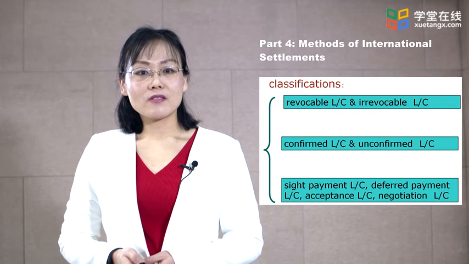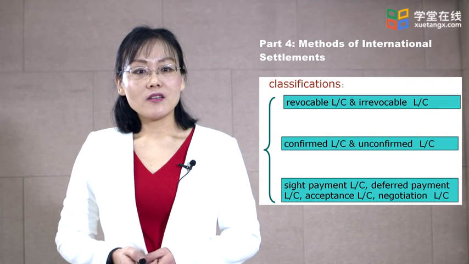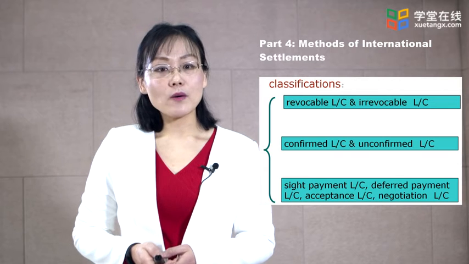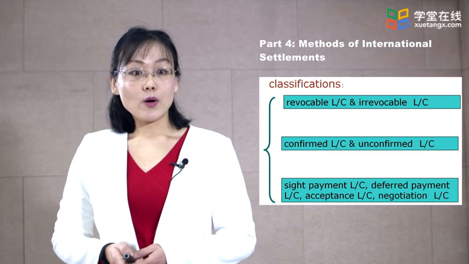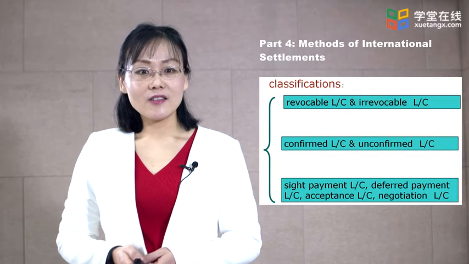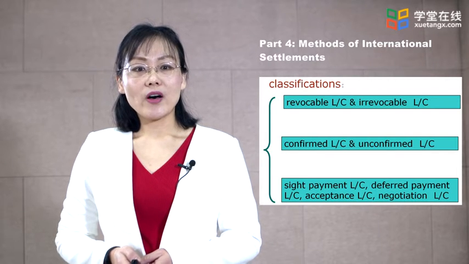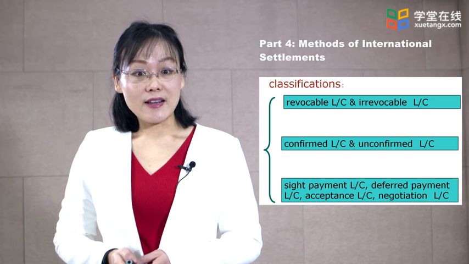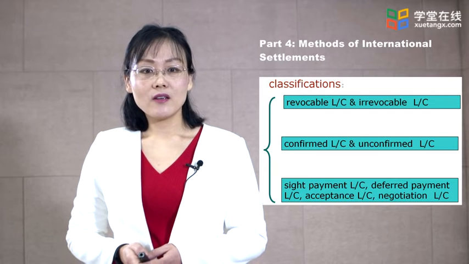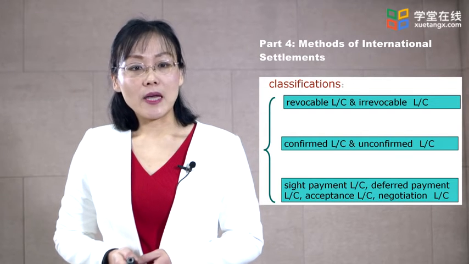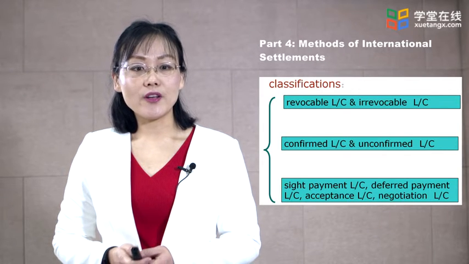according to whether credit can be revoked or not, credit can be divided into revocable credit and irrevocable credit. Revocable credit is a credit that may be amended or cancelled by the issuing bank without the beneficiary's consent and even without prior notice to the beneficiary up to the moment of payment by the bank at which the issuing bank has made the document available.